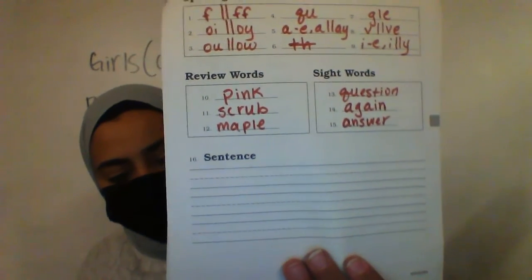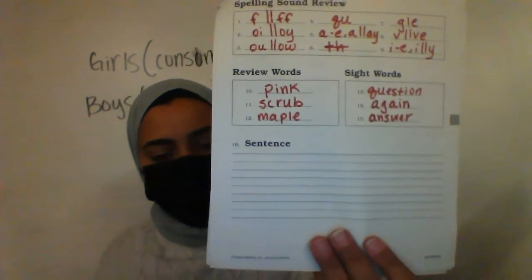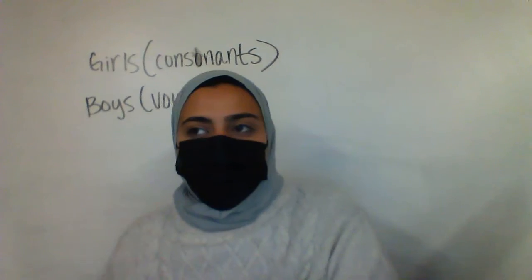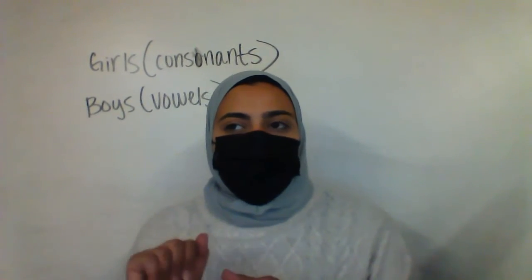All right. Next to the sentence, where it says sentence, I need you guys to write this sentence. Say it out loud with me first. Put your pencils down. Tom's work paid off and he did not fail the test, period. I'm going to say it again. Tom's work paid off and he did not fail the test, period.